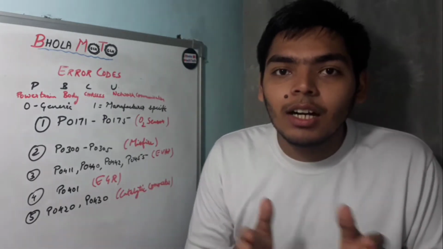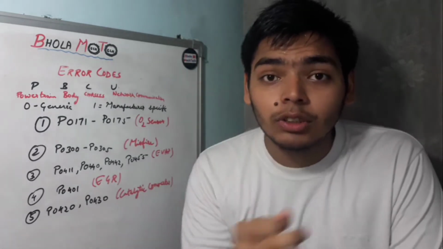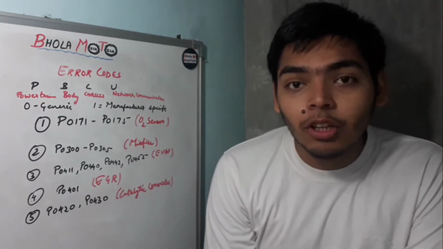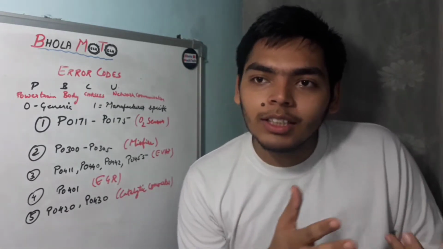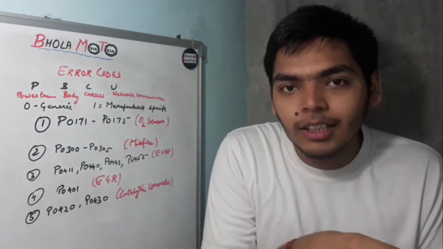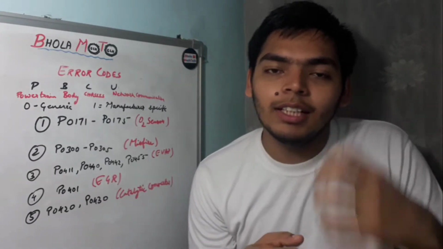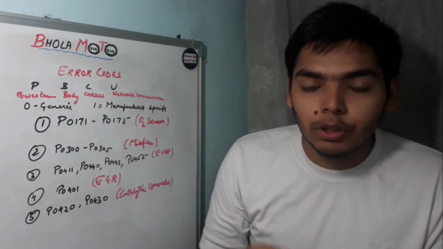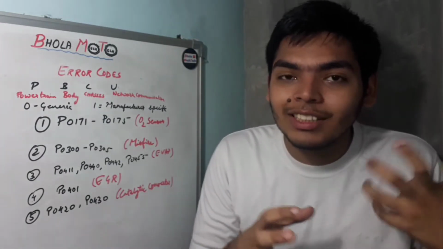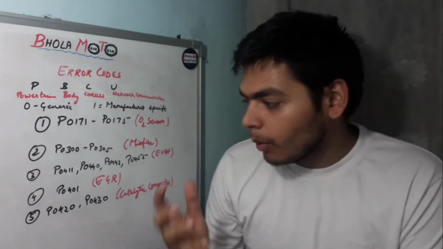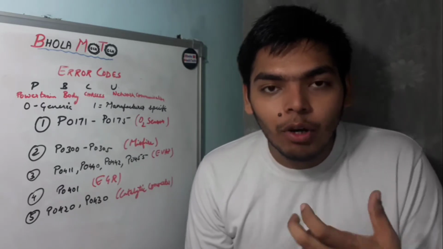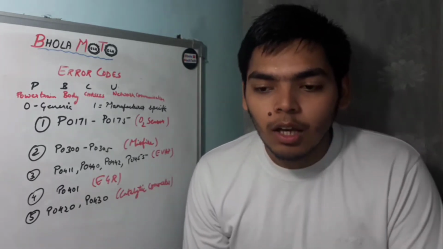Now let's talk about another error code, that is P0401. This is the EGR error. EGR is exhaust gas recirculation. I have made a video on it also, you should watch that. Most of the time what EGR does is it takes the exhaust gases and sends them back to the combustion chamber, so that the toxicants of these exhaust gases can be reduced to some extent. But this code is generated only when you are making so many short trips.